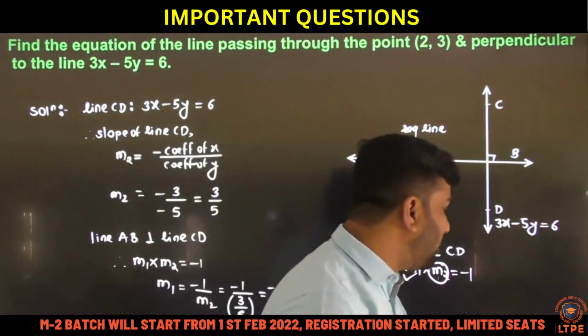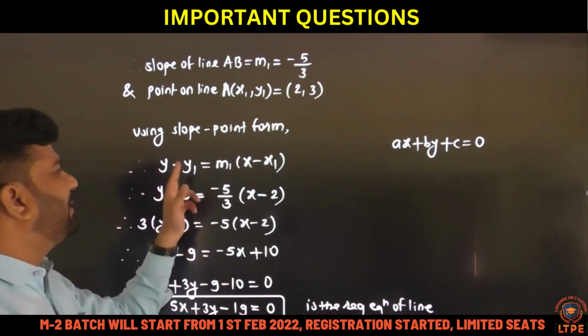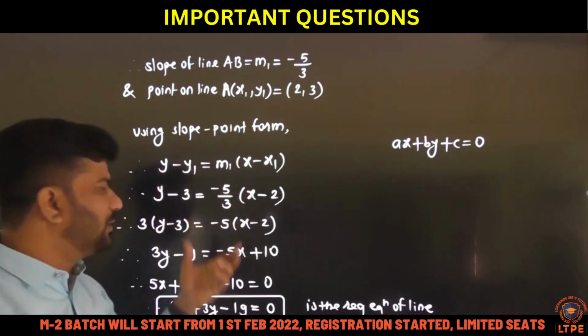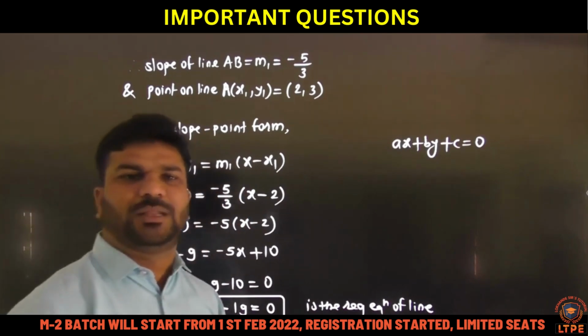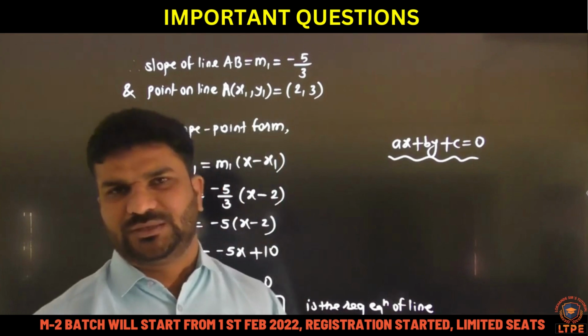So which form to use? The slope point form. Using slope point form, y minus y1 equals m1 times x minus x1, calculate the equation of a line in the form ax plus by plus c equals 0.